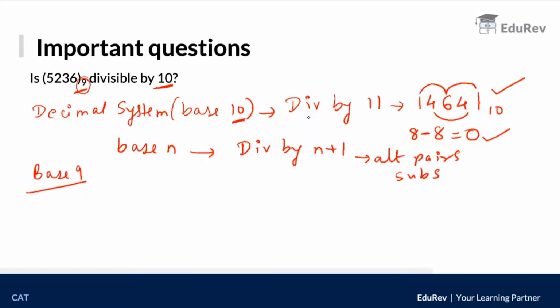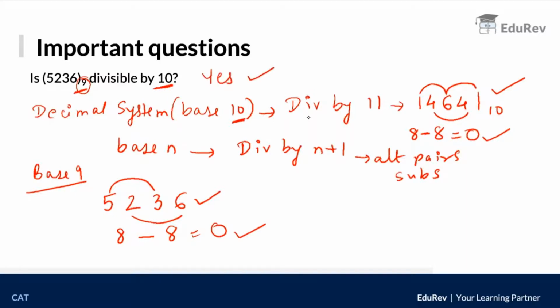So like I told you, we have to form alternate pairs. Let's form the alternate pairs. Our number is 5236. 5 plus 3 is 8. 2 plus 6 is 8. I will subtract this. 8 minus 8 is 0. Is 0 divisible by 10? Of course, 0 is divisible by 10. 10 zeros are 0. This number is divisible by 10. So the question was, is it divisible by 10? My answer is yes, it is. Now let's move on to the next question.